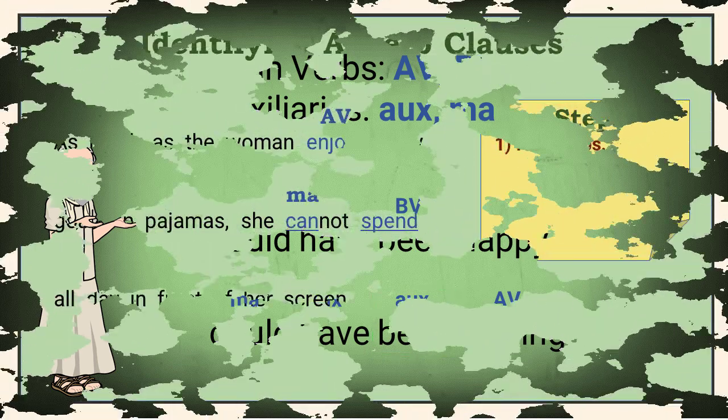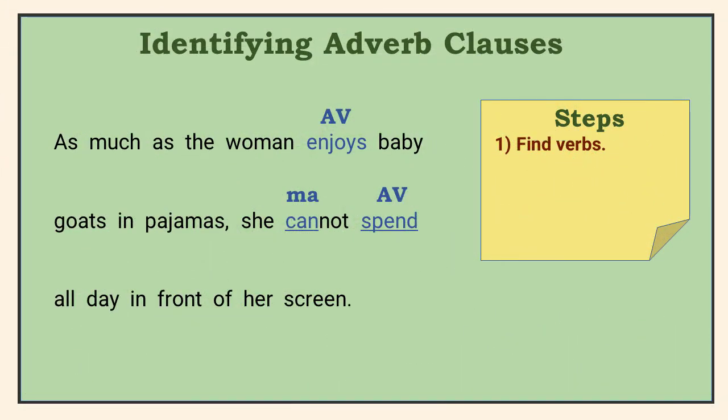Okay, back to our steps for identifying adverb clauses. The sentence has another verb, the verb phrase can spend. Remember that not is not part of a verb. Step 2. Look to see whether each verb has a subject. Who or what enjoys? The woman enjoys. Who or what can spend? She can spend. Once you have the subject and verbs, look for all the words that modify or complement the subject and the verb. In other words, look for the complete subject and the complete predicate for each subject-verb combination.